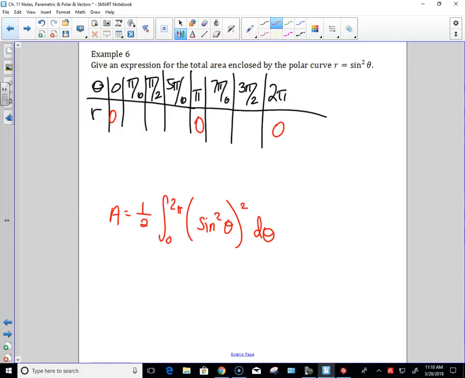Sine is 1 here, right? 1 squared is 1. Negative 1 squared is 1, right? Pi over 6 is 1/2 squared. Positive 1/2 squared. Negative 1/2 squared. Huh. I didn't do 11 pi over 6. So wait, what's going on here?